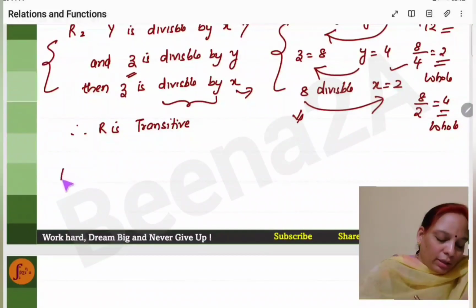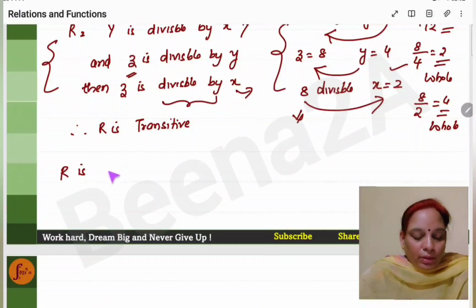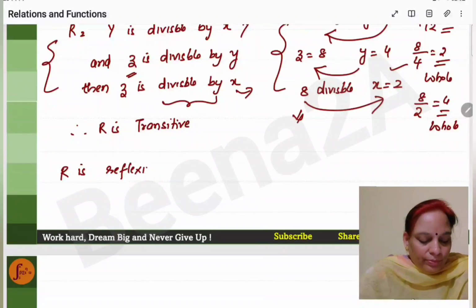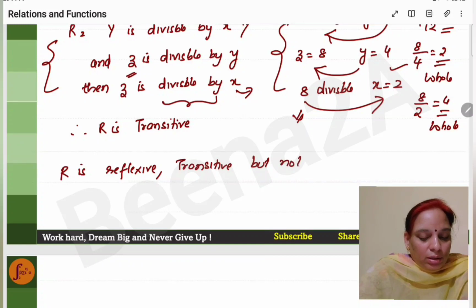So you should write R is reflexive, transitive, but not symmetric.